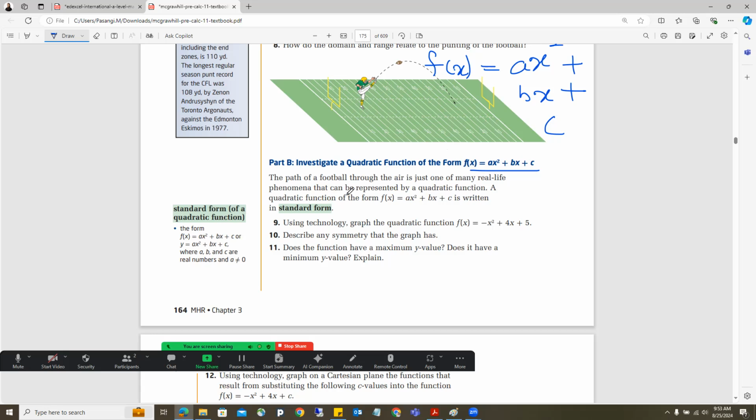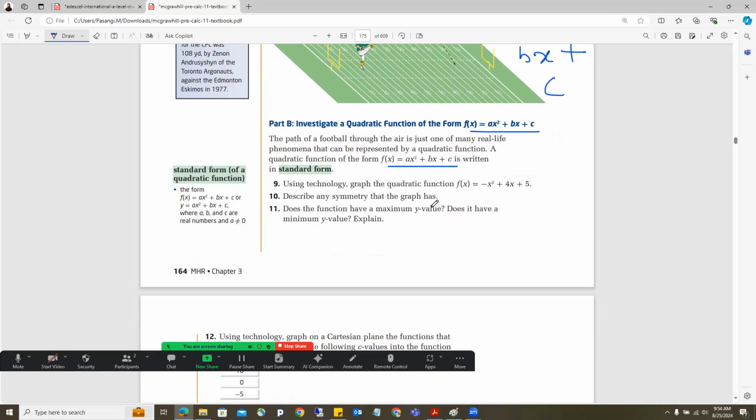A quadratic function of the form f(x) equals ax squared plus bx plus c is written in standard form. A quadratic equation is a polynomial equation in which the degree is 2. So if it is already written in this format, ax squared plus bx plus c, then we can say it's in standard form. Is it clear? Using technology, graph the quadratic function. You can directly apply these kinds of functions and draw these graphs. So they ask us to use technology.